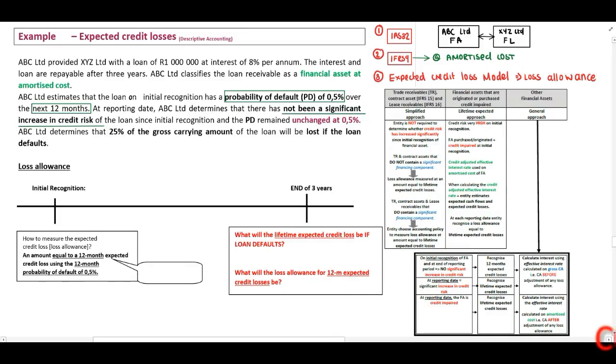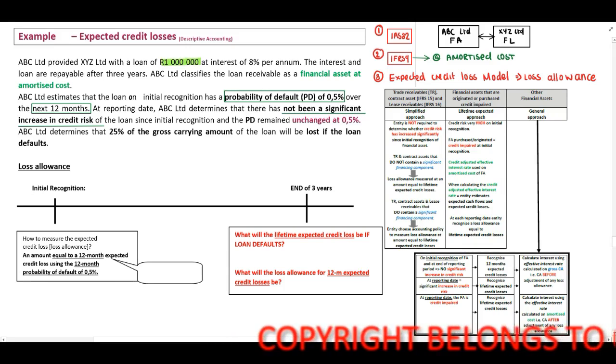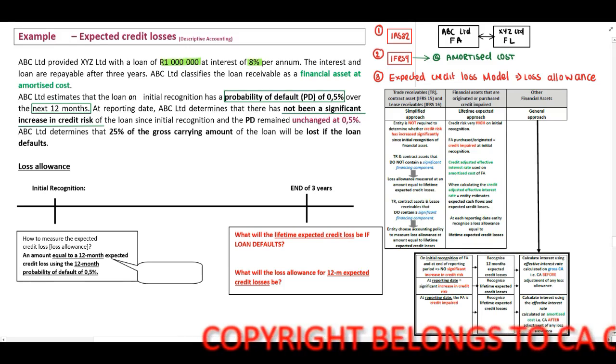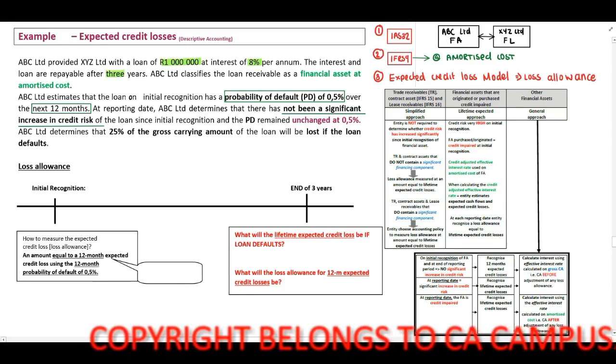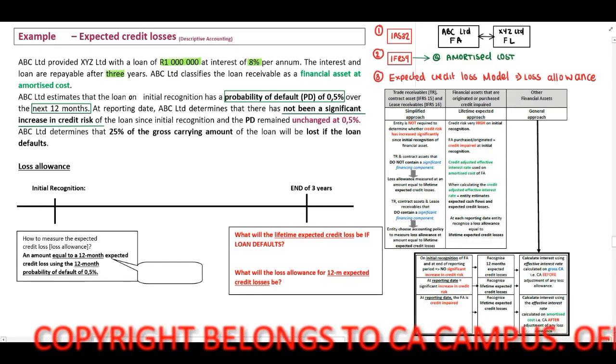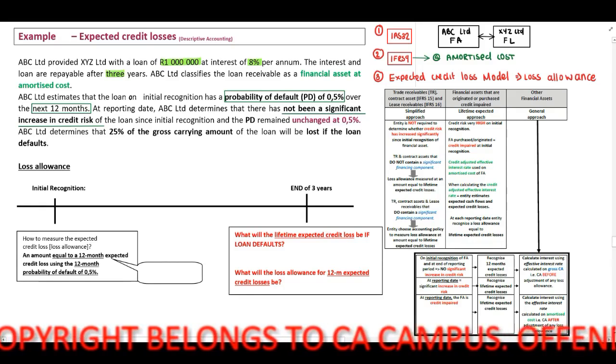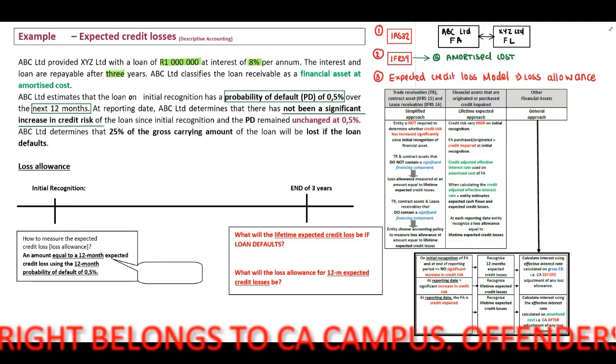This is a basic example on how to apply our expected credit losses. ABC Limited provided XYZ Limited with a loan of 1 million at an interest of 8% per annum. The interest and loan are repayable after 3 years.